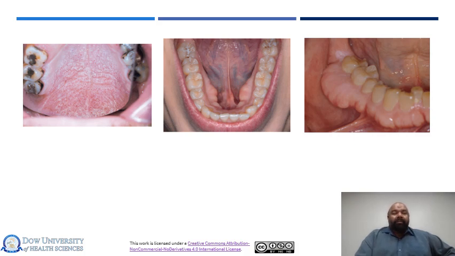Okay, in this picture, we can see smoker's keratosis or smoker's palate. What happens in smokers is there is excessive hyperkeratinization because of the presence of tobacco, and this hyperkeratinization shows as a whitish appearance. The whitish appearance has pinpoint reddish spots, and these pinpoint reddish spots are actually the excretory ducts of the minor salivary glands.